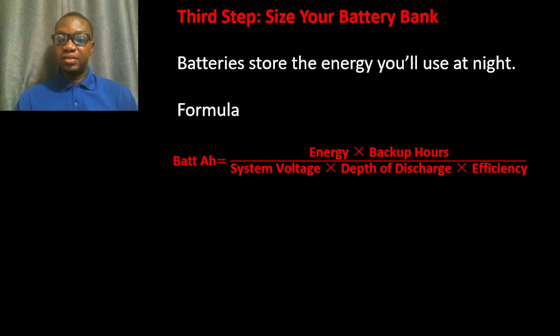Our energy is 3030 watts hour. For this, I'll be trying to use a backup time of 6 hours, and I'll be using a 12-volt system. And the depth of discharge, I'll just assume to be 80%, and efficiency to be 90%. So I'll just use those figures for this tutorial.